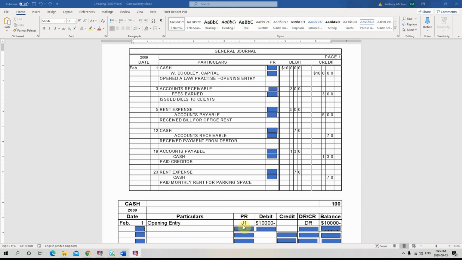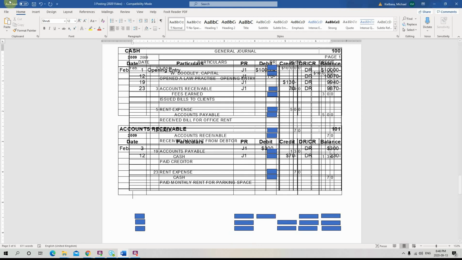Now it's coming from journal page 1, right? The journal page is up here, and we're going to debit for $10,000, and it's going to have a 10,000 debit balance. This DR/CR column is indicating what this balance is, not necessarily what this is, and you'll see that as we go through more examples. Now, once we've recorded this transaction, we have to go back into the general journal and indicate what account we posted to. So we posted to account number 100.